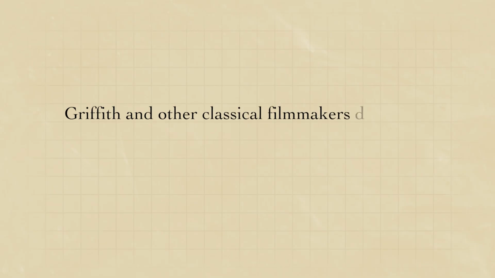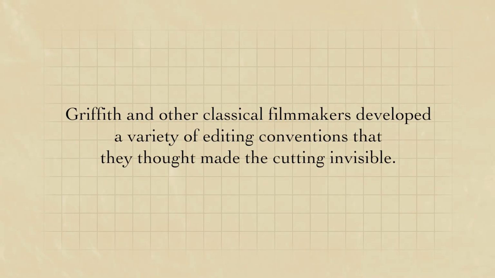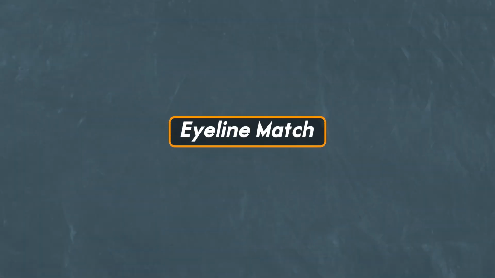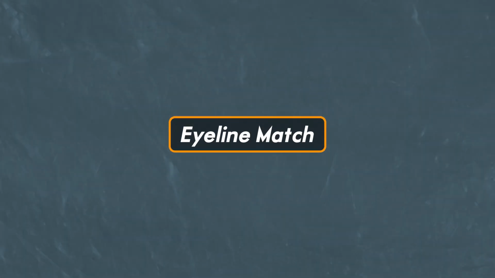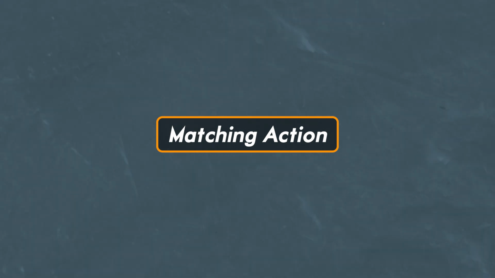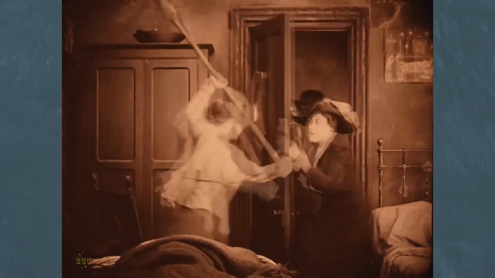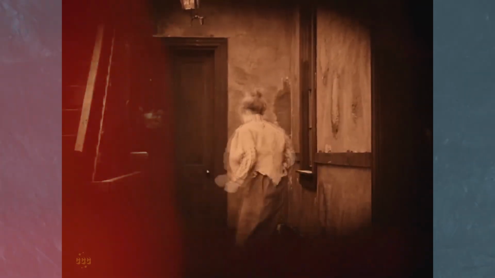Griffith and other classical filmmakers developed a variety of editing conventions that they thought made the cutting invisible. One of these techniques is the eye-line match. Another convention of classical cutting is matching action. The idea is to keep the action fluid, to mask the cut with a smooth linkage that's not noticed because the motion of the character takes precedence.